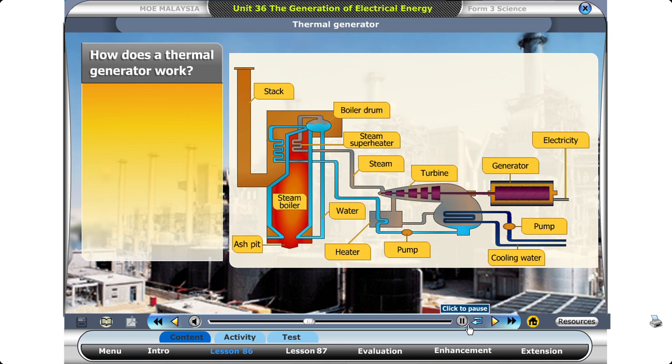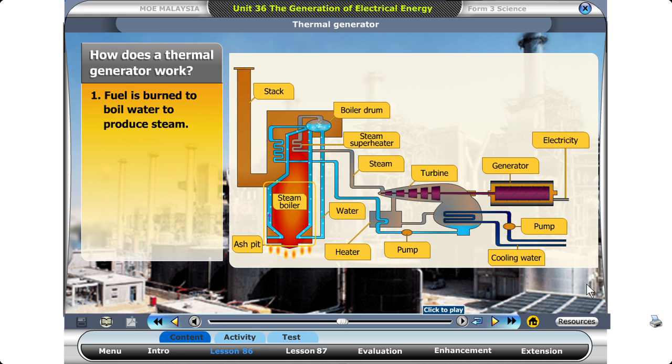Most of the electrical energy that is generated in Malaysia comes from thermal power stations. Thermal generators run on steam, which is produced by burning fuel such as coal, diesel, and natural gas. How does a thermal generator work? Click the Start button and watch the animation.